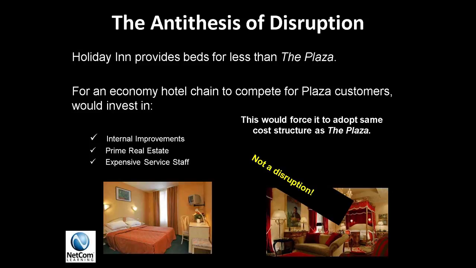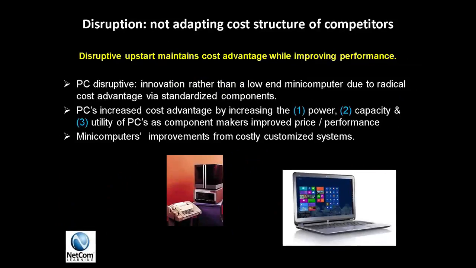So the business model would be the same, and that's why this example is not a disruption. A disruption is not adapting the cost structure of the competitors. Now let's look at some other examples. Disruptive upstarts maintain their cost advantage while improving performance.